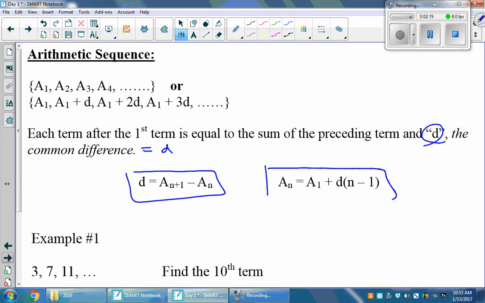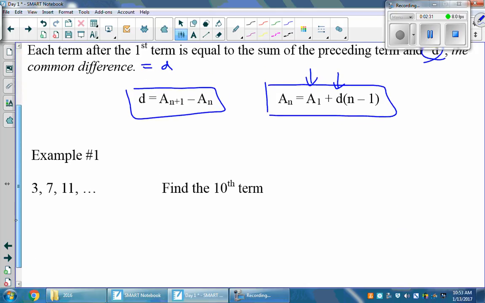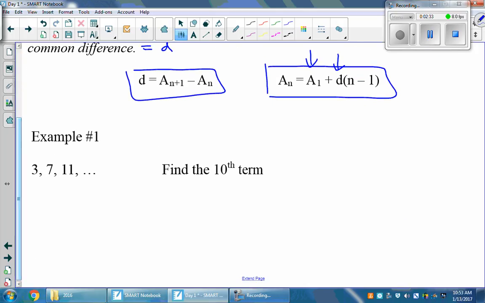Here is the formula. You need to memorize this. That's your first term. There's the D we just came up with. n minus 1, we'll find any term. So watch how easy this is. It says find the 10th term. So instead of going 3, plus 4 is 7, 7 plus 4, plus 4, plus 4, 10 times, we're going to write the formula: A of n equals first term, 3, plus your D. My D was 4, times n minus 1.